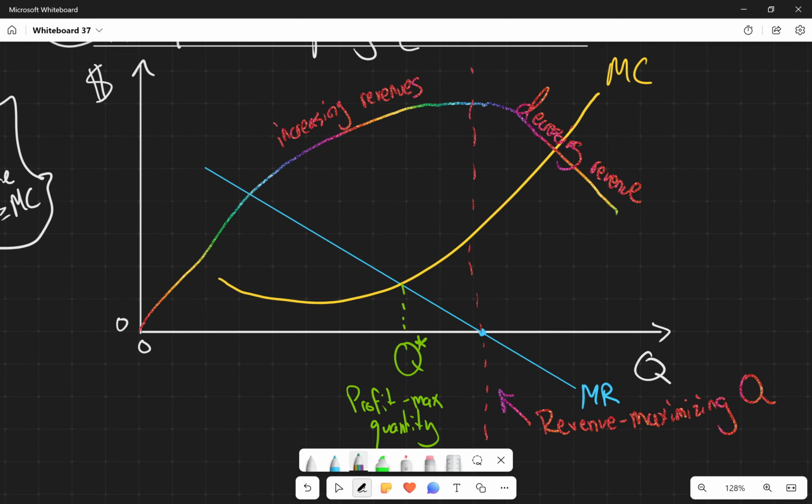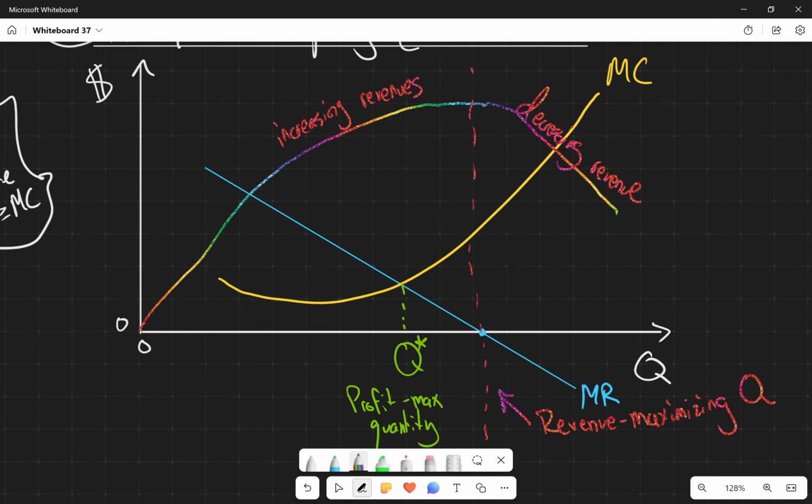Now, one of the things that we're going to get really tripped up at is when we're doing our profit maximizing and figuring out that Q star is where the marginal revenue equals the marginal cost. One of the things that we're going to constantly want to do is go ahead and label this as the price. That is not correct. We never do that.